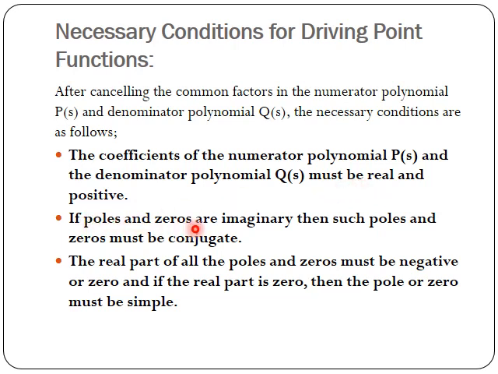If the poles and zeros of that network function are imaginary, then such poles and zeros must exist in conjugate pairs. The real part of the poles and zeros must be negative or 0. This is for the stability condition. And if the real part is 0, then the pole or zero must be a simple pole and not a multiple pole.